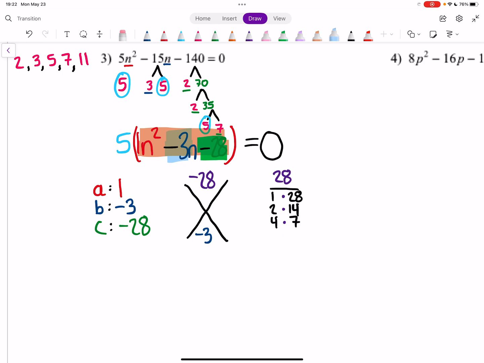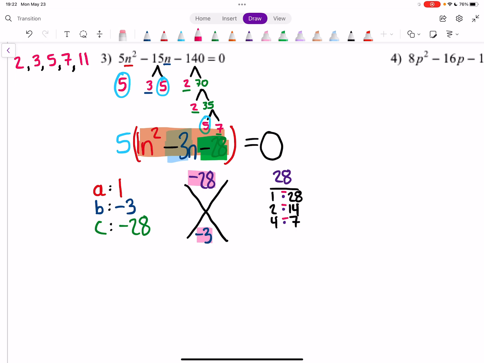Now again, since that top number is negative, I know that one of my numbers has to be negative and the other has to be positive. They have to have different signs to get a negative. Since my bottom number is also negative, I know that the larger of the two needs to be negative, so it's going to be one of those two. So I either have 1 and negative 28, 2 and negative 14, or 4 and negative 7.